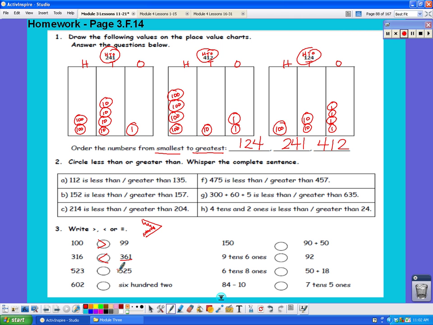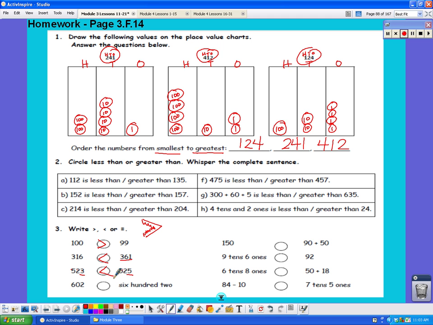The hundreds are the same. The tens are the same. The ones is what's different. I have 3 ones and 5 ones. Remember, Mr. Alligator wants to eat the number that is larger. So we're going to open towards the larger number so that he's able to eat it. So 523 is less than 525.